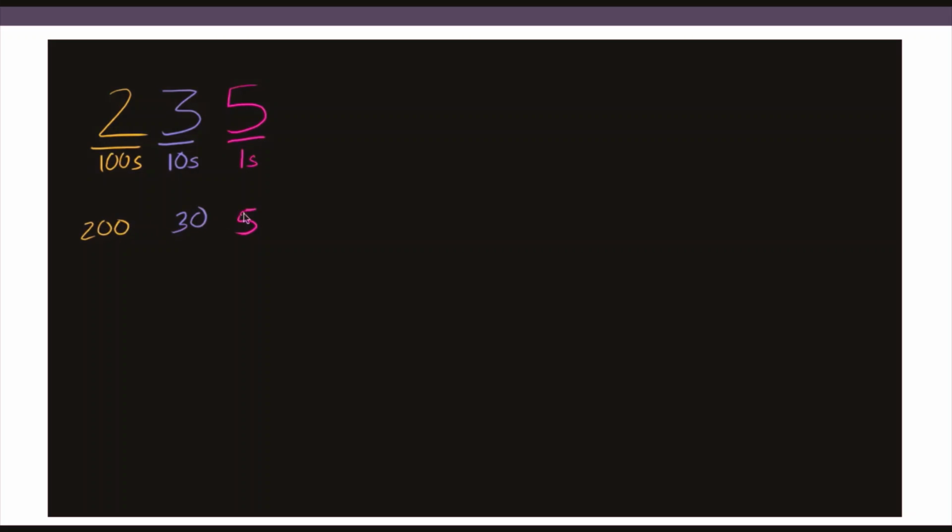I'll write here 235, or I can mention it with the plus sign, like 200 plus 30 plus 5, all together makes 235. In this value we have 5 as the value of ones, 3 as the value of tens, and 2 as the value of hundreds.